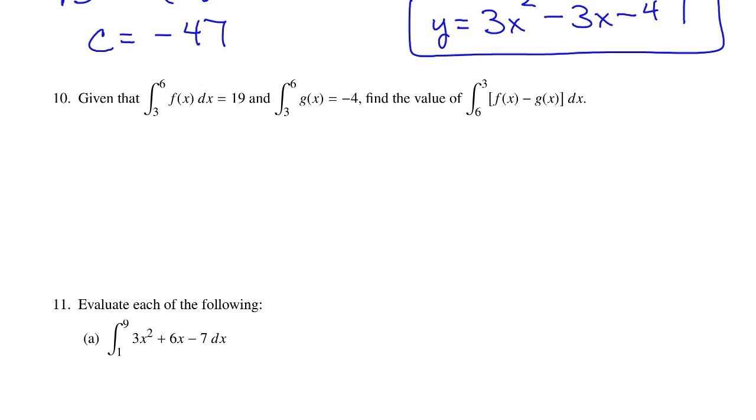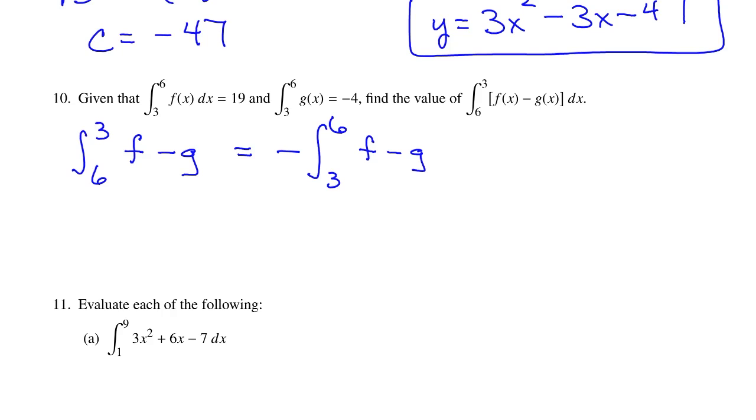Okay. So first off, let's write what we're looking for here. And I'll use a little shorthand here. The integral from 6 to 3 of f minus g. Now, see, the limits are backwards here, so I need to negate the integral so that I can flip the limits.